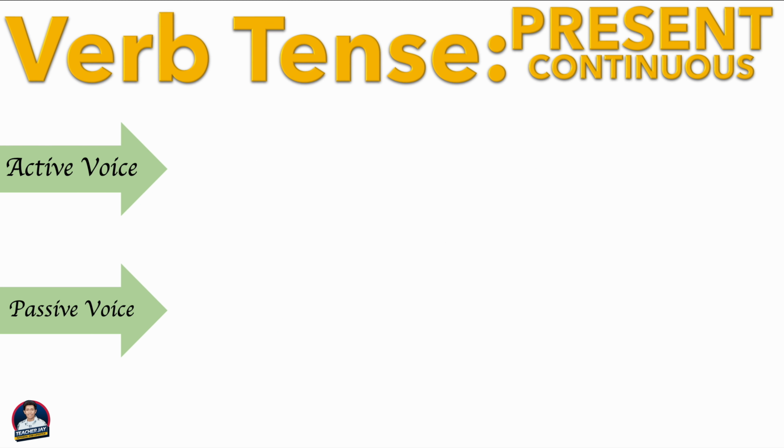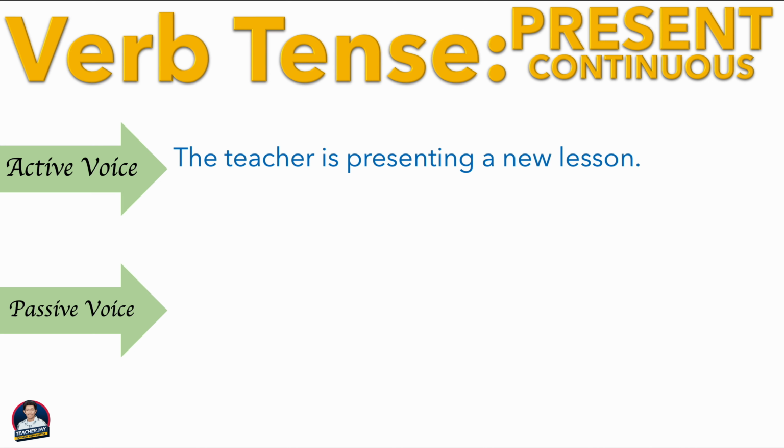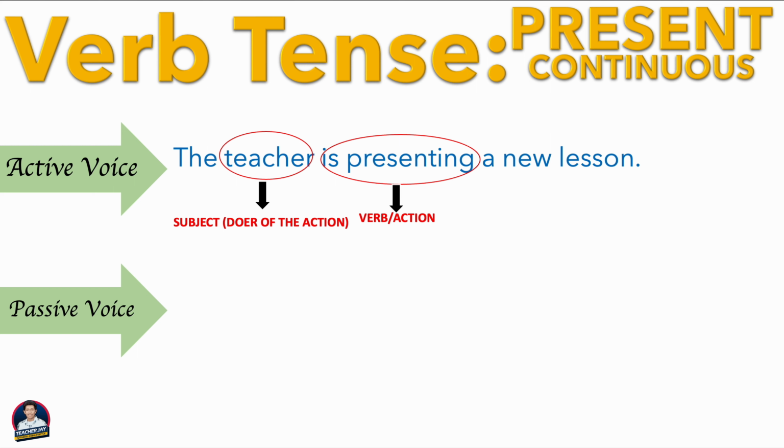Let's have another example of an active voice using the present continuous or progressive tense of the verb. The teacher is presenting a new lesson. In this example, we have the teacher as our subject, or the one who performs the action, which is is presenting. That's our verb or action here. And a new lesson is our direct object, or the one that receives the action. It answers the question, what is the teacher presenting? The teacher is presenting a new lesson.